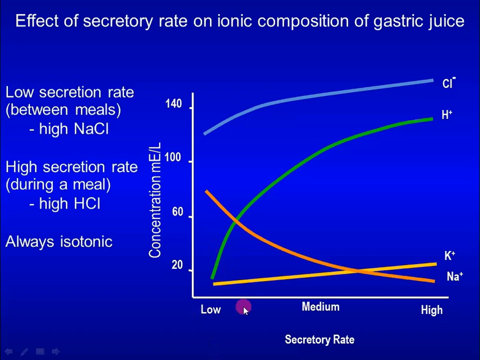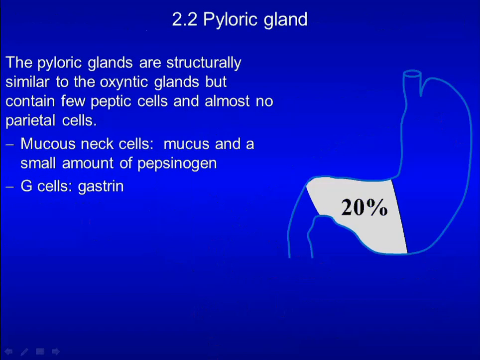When secretory rate is high, for example, during a meal, hydrochloric acid concentration is high. Pyloric glands are structurally similar to oxyntic glands, but contain few peptic cells and almost no parietal cells. Mucous neck cells secrete mucus and a small amount of pepsinogen. In addition, pyloric glands have G cells that secrete gastrin.